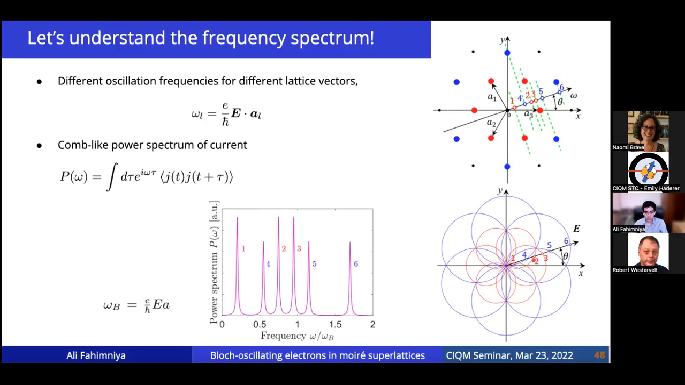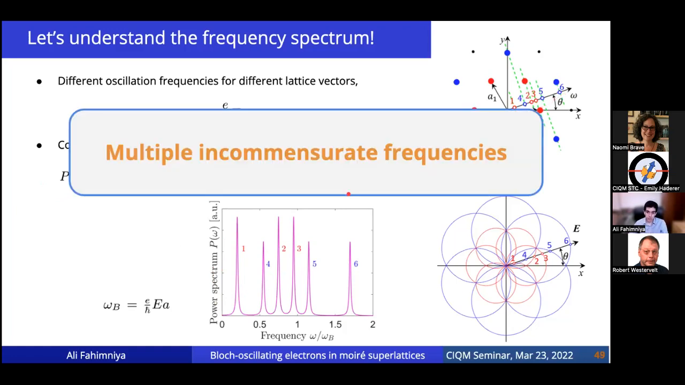The manifestations are that we get these frequencies in the current spectrum. What's that? If we look at each electron moving in space, there's a corresponding current, and if we look at the current-current correlation spectrum, the power spectrum that we get from this will be a comb-like power spectrum, and the frequencies of this power spectrum are described in this geometric way that I explained.